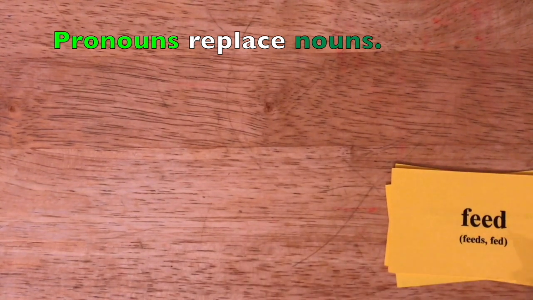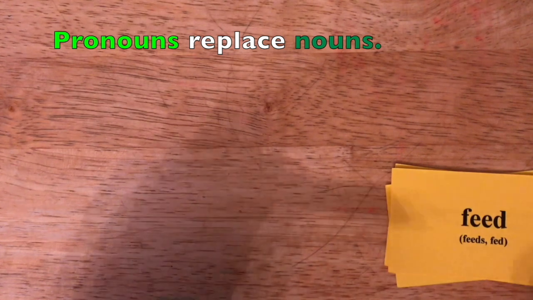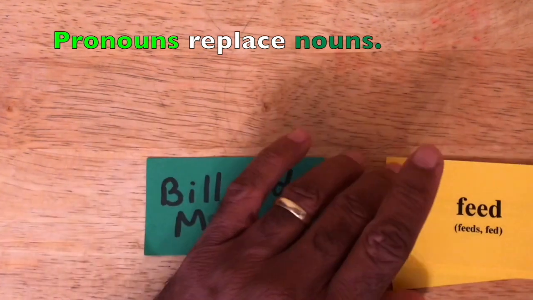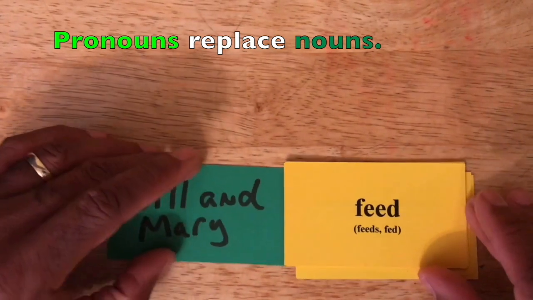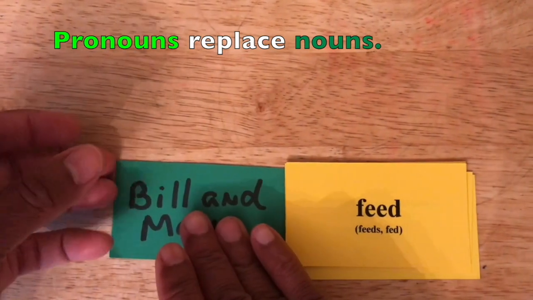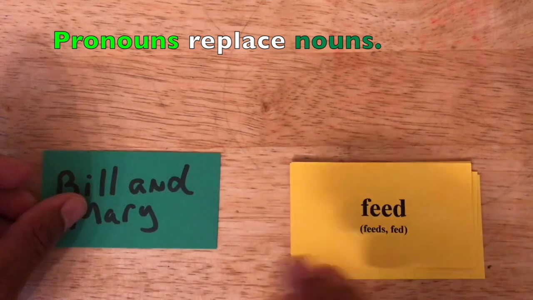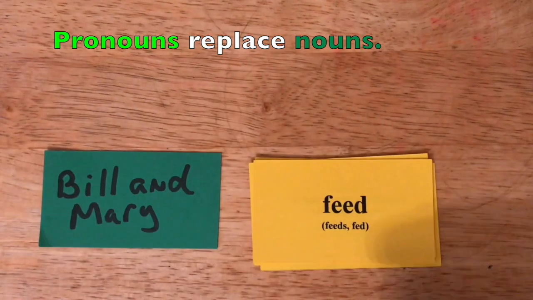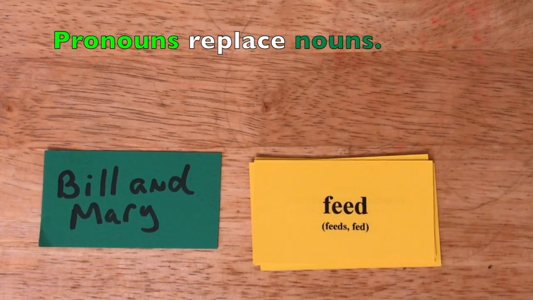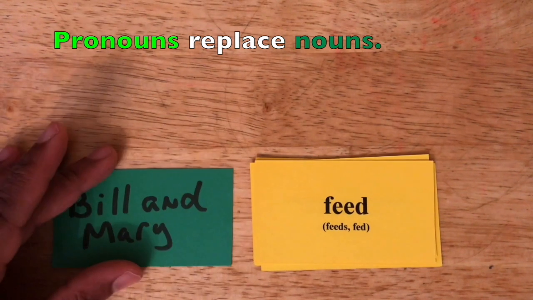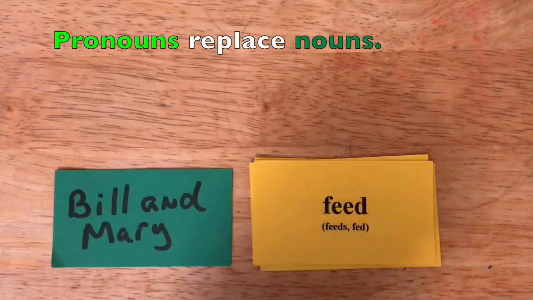I'm going to choose Bill and Mary. Let's choose them first. I'll bring this over here so you can see it really clearly. Okay, Bill and Mary fed. I'll choose this tense at the bottom. Bill and Mary fed the dog yesterday. See, I've created a sentence with Bill and Mary, and they fed the dog.